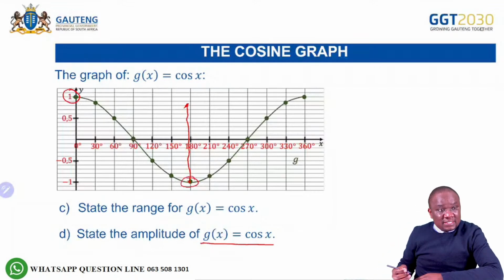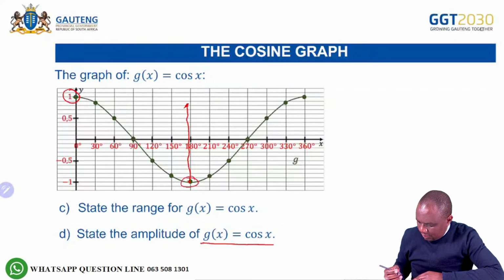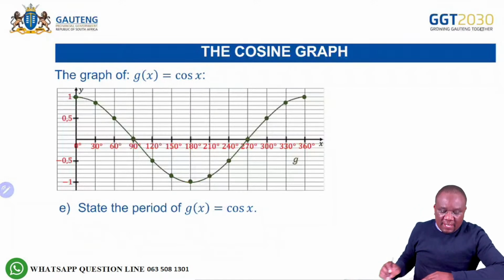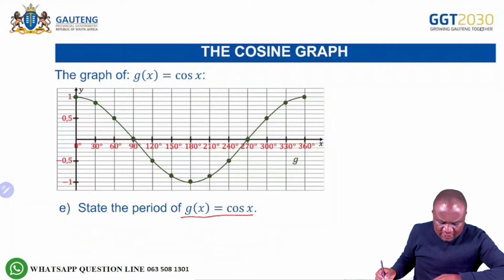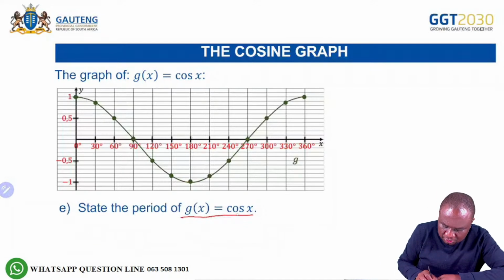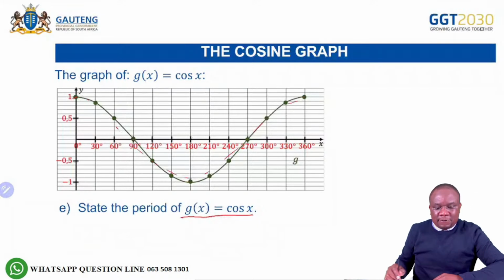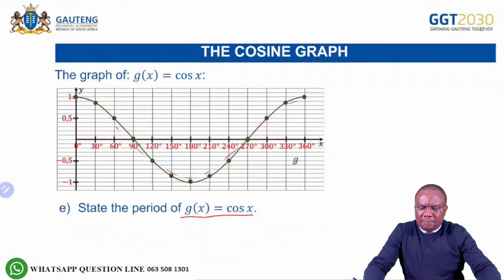Right. I'm just rushing. We're left with 4 minutes, but it's okay. We managed to do what we wanted to do, the main thing that was in our objective. Right. So state the period of g of x. What is the period of g of x? The graph will repeat itself after 360 degrees.